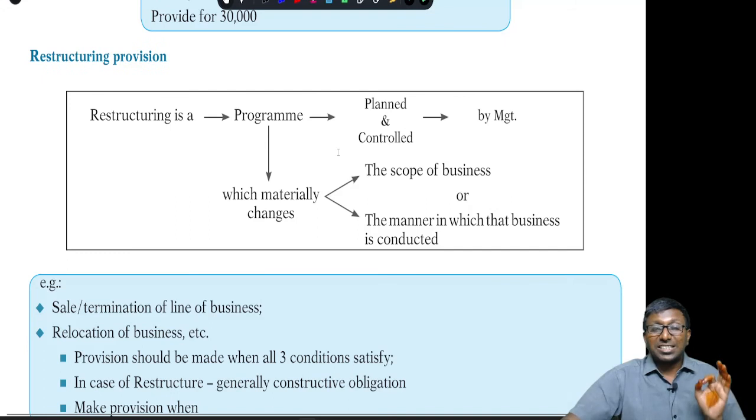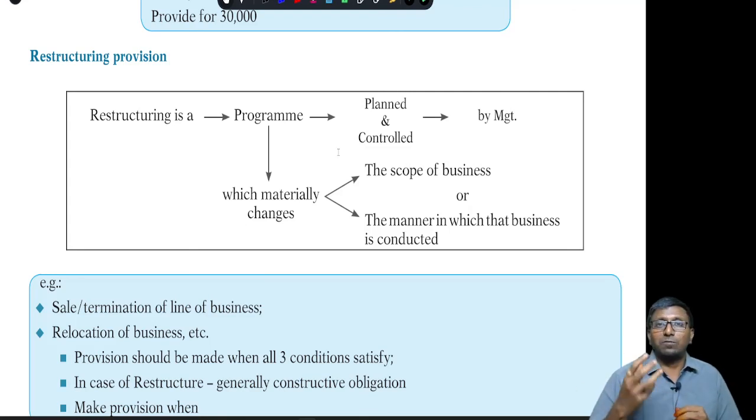The next small topic is restructuring provision. Restructuring is a program planned and controlled by the management, which will have a significant impact on the scope of the business or the manner in which it is conducted. First of all, restructuring provision is purely a constructive provision, meaning any provision arising from restructuring is a constructive provision. You are supposed to ensure whether it satisfies the three conditions or not, and accordingly make a provision. There are no other additional conditions. The same three conditions of provisions will apply.